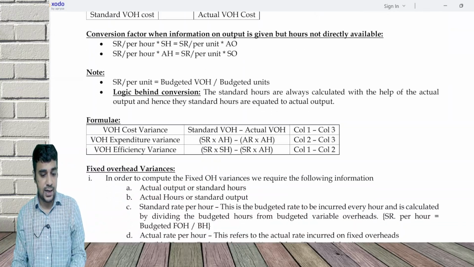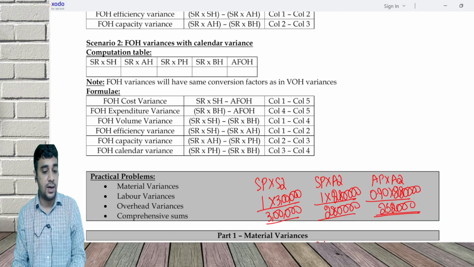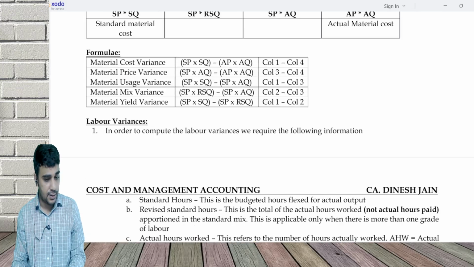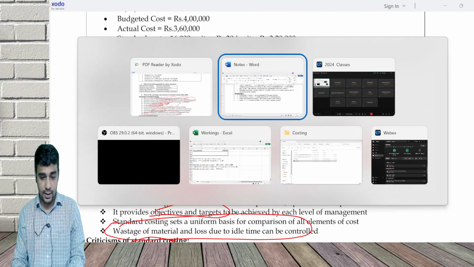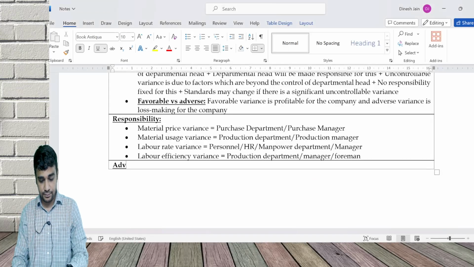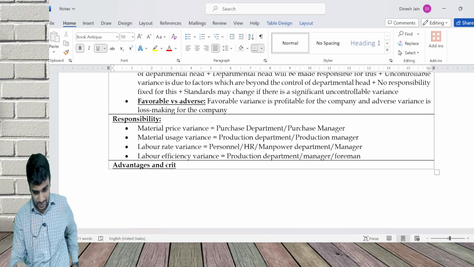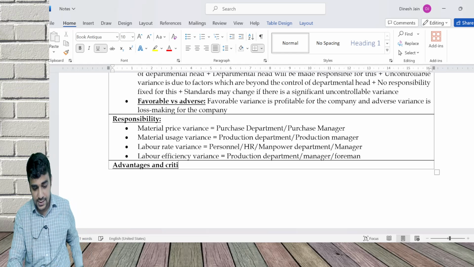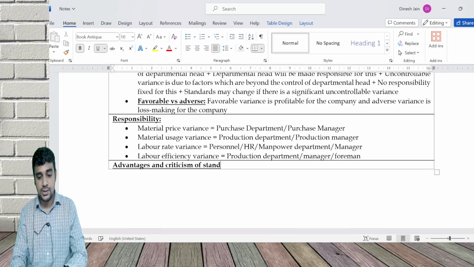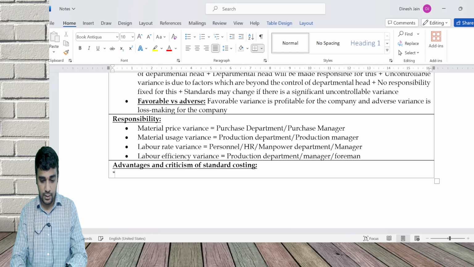After this, these are the charts which you wrote. The chart is not there, only the formula is there in this part. This is just in case you want to refer to the formula. Let's just write the note on this one. Advantages and criticism of standard costing.